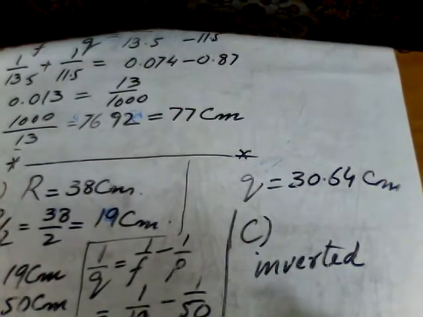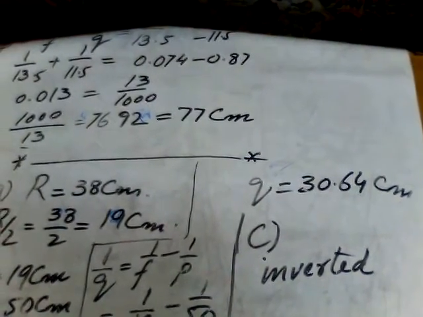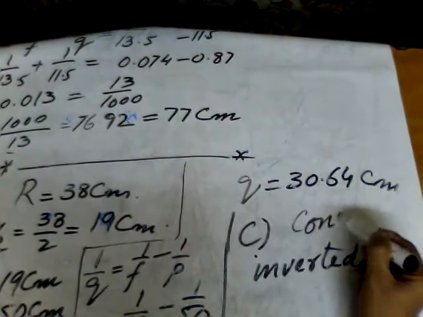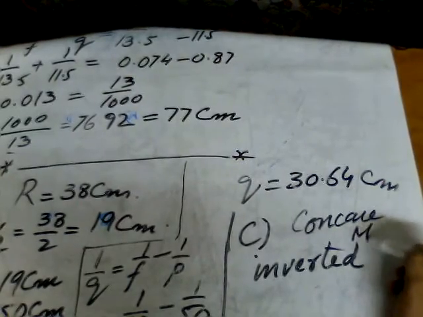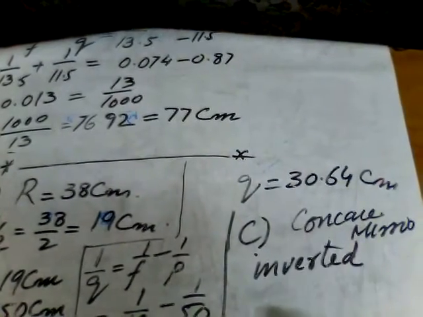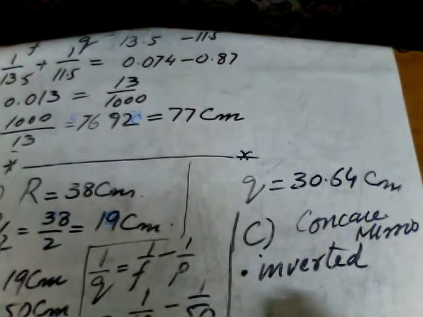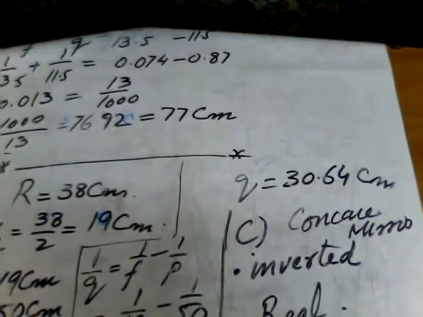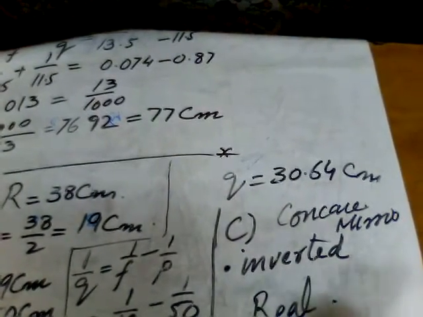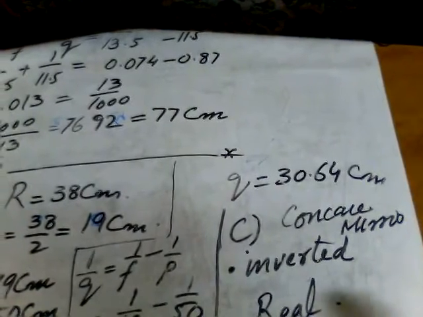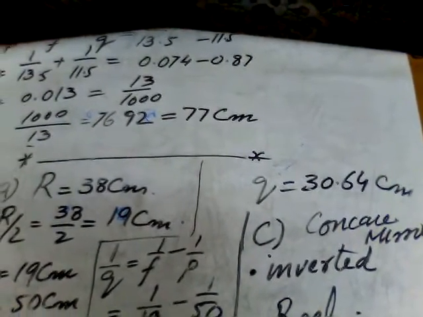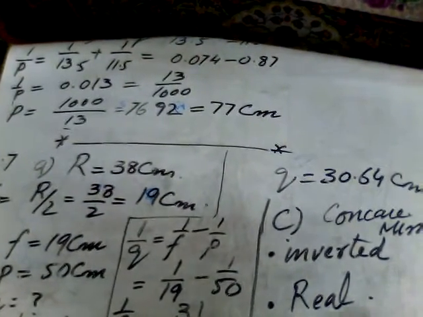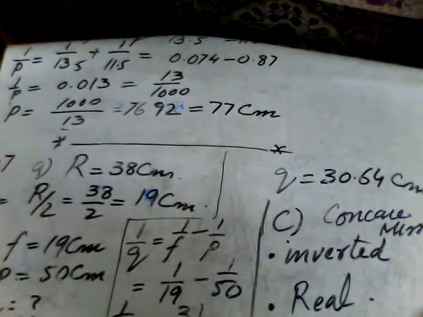And the C part that we have to answer is whether the image will be upright or inverted. The image will be real. Therefore, a real image is always formed by a concave mirror. You can write here concave mirror. Therefore, the image will be inverted and real. Although he asked only whether upright or inverted, you have to write inverted. But we know that an inverted image is always a real image. Therefore, along with inverted, we will write that the image will be inverted and real.